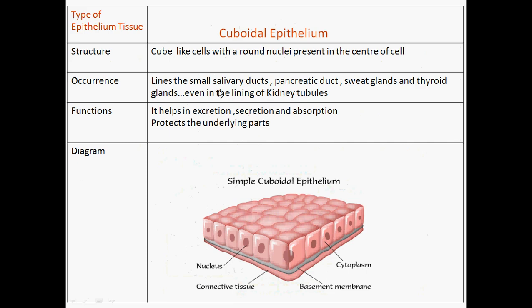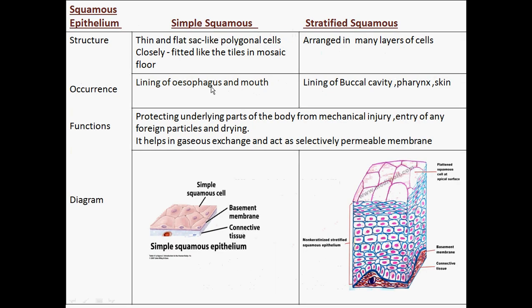And we also learned that there are some cube-like cells which may be ciliated also. They provide excretion, secretion, and absorption through the salivary ducts and pancreatic ducts. Mostly ducts contain cuboidal epithelium. The squamous epithelium has a thin and flat structure so that it provides maximum permeability to the particular organ of the body. With the lining of the esophagus and mouth, there will be much permeability, which is why simple squamous epithelium is present there. But if we need to protect a body part from wear and tear, stratified squamous epithelium is present, which contains multiple layers.